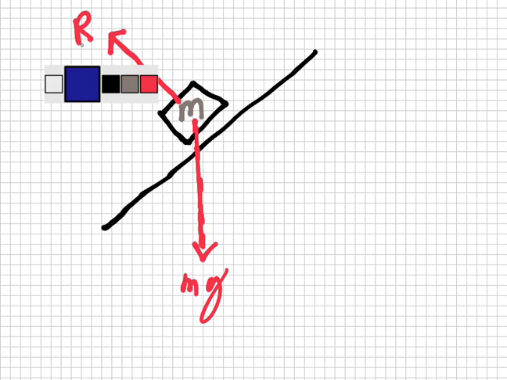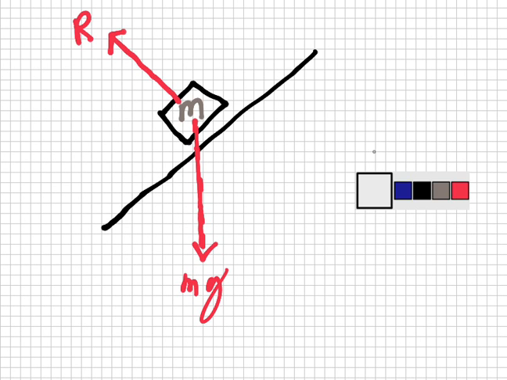Now this is the thing: which way do we draw the friction force? Left, right, up, down, centre? Do they actually say? Friction force this way?